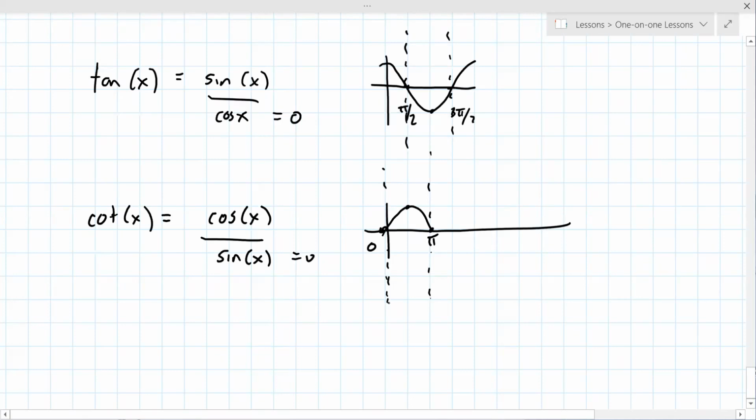How do you know if it's sine or cosine again? Sine starts in the middle and goes up. Cosine starts high and goes low. This is the graph of cosine. This is the graph of sine.